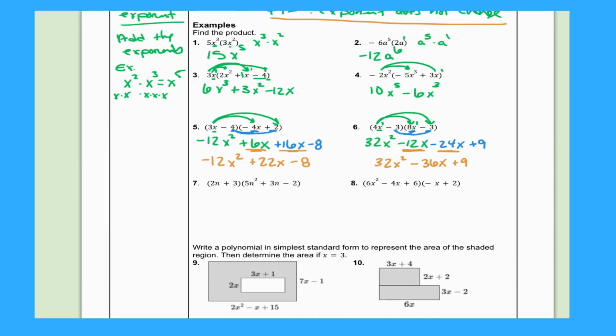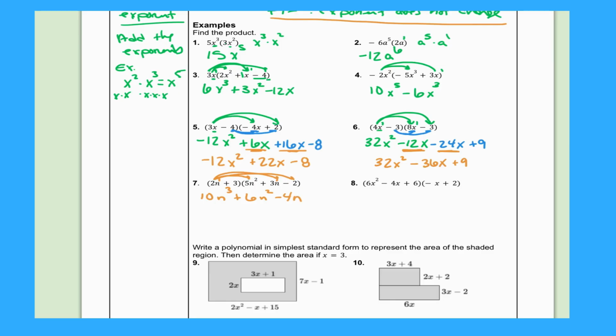Same thing here, except we're taking a binomial times a trinomial. So this 2n has to distribute to all three terms. So 2n times 5n squared, that's going to be 10n to the third, because we had 1 plus 2 is 3. And then 2n times 3n, 2 times 3 is 6, and then n and n makes it n to the second. And then 2n times negative 2 is negative 4n.